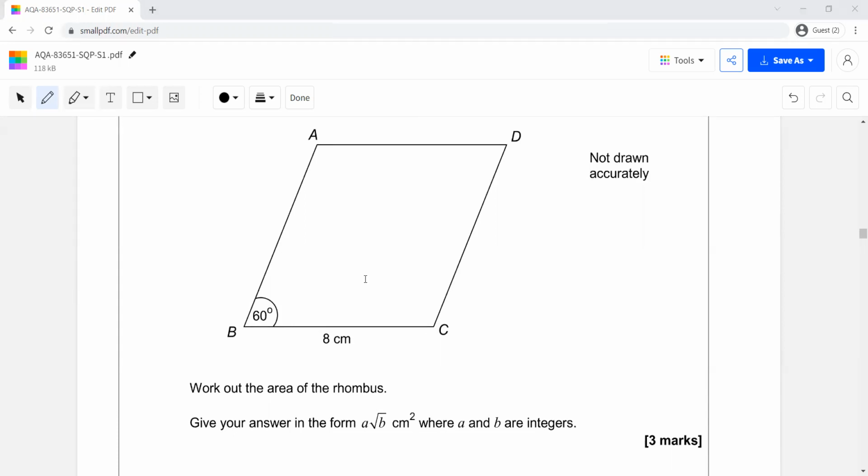Now, we can do this by using the formula for an area of a rhombus. So we can actually do it in one way. Actually, let's do it a different way. Let me just think about which method I want to use to do this question for you. So we are given, let me just half this.